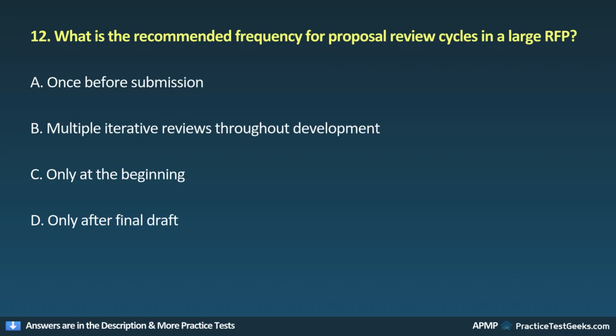12. What is the recommended frequency for proposal review cycles in a large RFP? A. Once before submission. B. Multiple iterative reviews throughout development. C. Only at the beginning. D. Only after final draft.